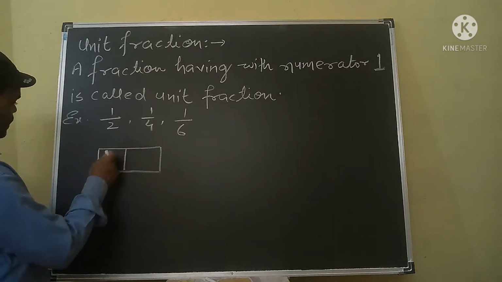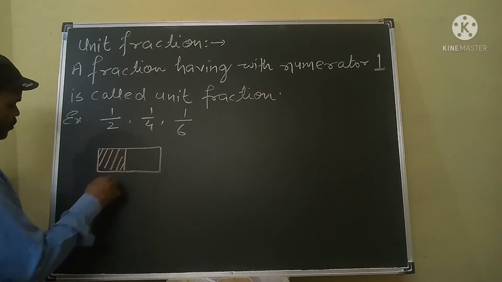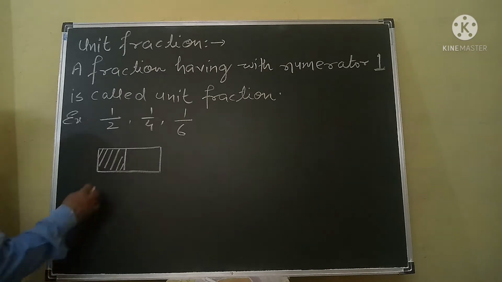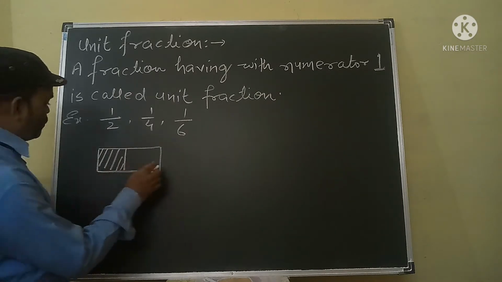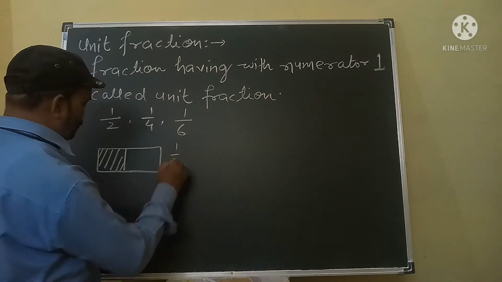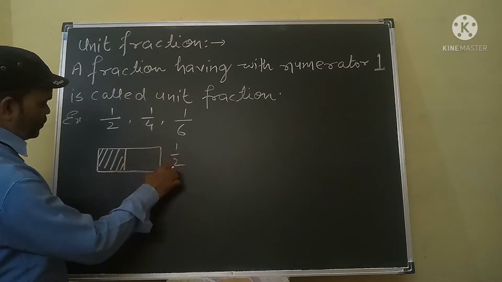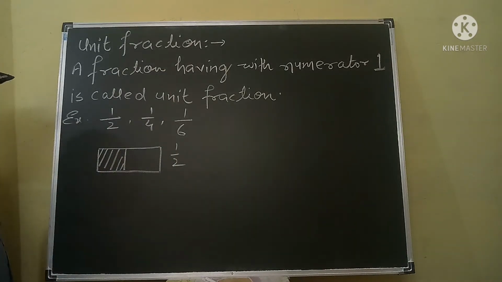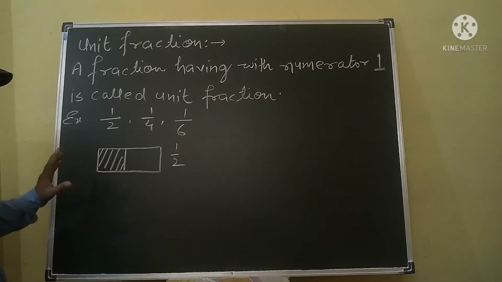Now in these two blocks, only one block is shaded. That means the fractional part of the shaded portion is 1 upon 2. Okay. It is the example of 1 upon 2.